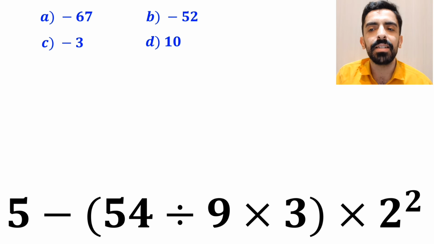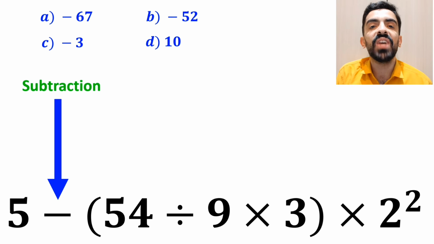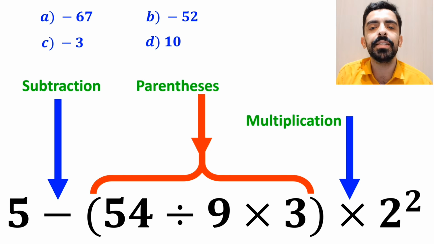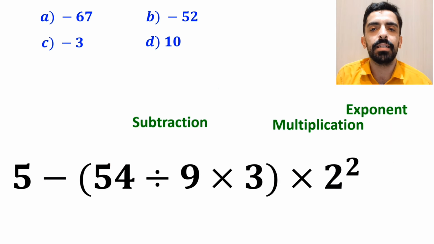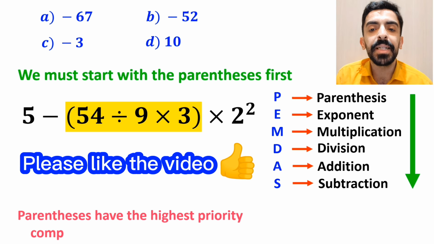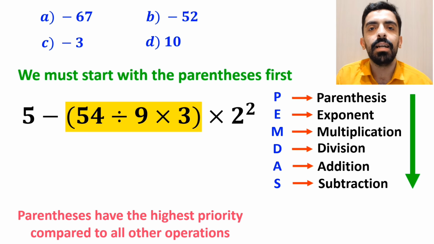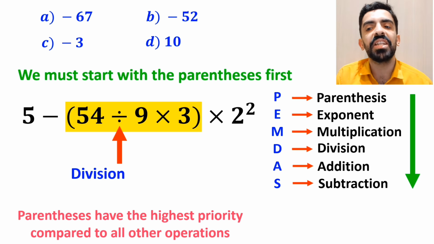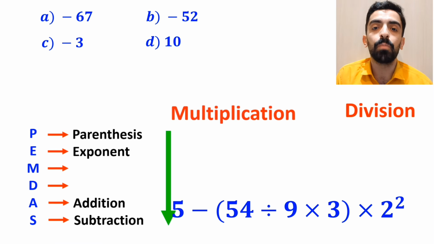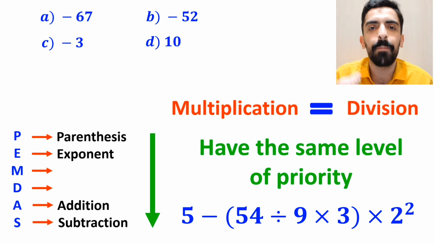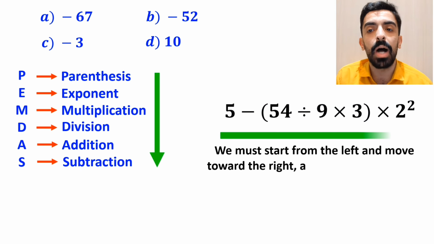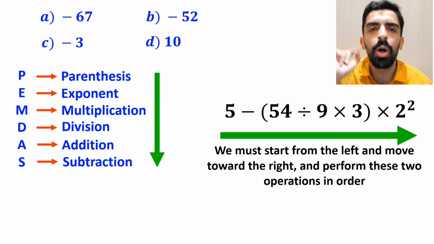Okay, as you can see on the screen, in this expression, first we have a subtraction sign, then parentheses, after that we have a multiplication sign, and finally an exponent. So, we must start with the parentheses first, because parentheses have the highest priority compared to all other operations. And inside the parentheses, first we have a division sign and then a multiplication sign. It's very important to remember that multiplication and division have the same level of priority. In this situation, we must start from the left and move toward the right, performing these two operations in order.